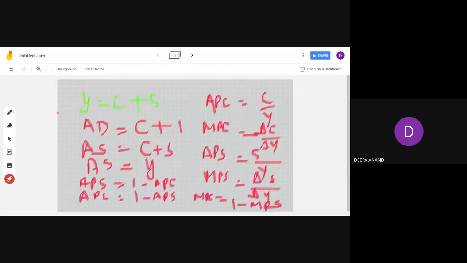C bar plus B into Y. Yes, C bar, that is consumption. If you know the answer, don't hesitate. Autonomous consumption, ma'am. Yes, C is equal to C bar plus B into Y. This is the consumption function equation. That means total consumption is equal to autonomous consumption plus changed consumption. This is autonomous consumption, this is the changed consumption.